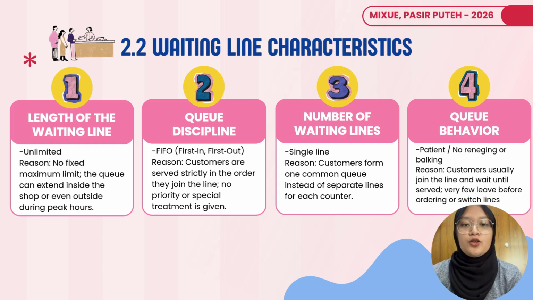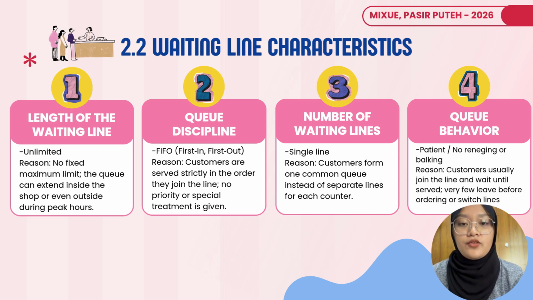Moving on now to section 2.2, waiting line characteristics. First, length of the waiting line. This is unlimited. There is no fixed limit on how many customers can queue. During peak times like mornings, evenings, weekends, or special promotions, the line can even extend from inside the outlet to the storefront. This unlimited queue line also means we don't need to account for space limits in our later calculations. Second, queue discipline. We use FIFO, or first in first out. Customers are served in the exact order they arrive. This keeps the process fair as no one gets priority over others during normal operations.